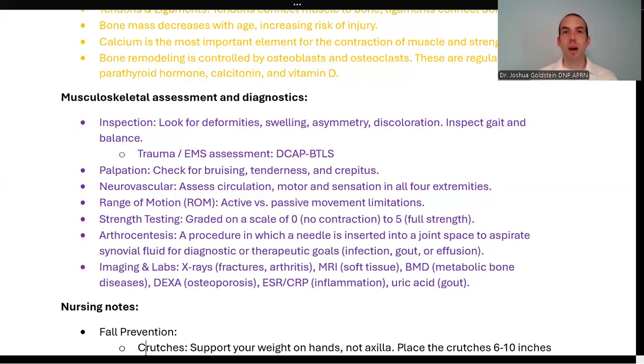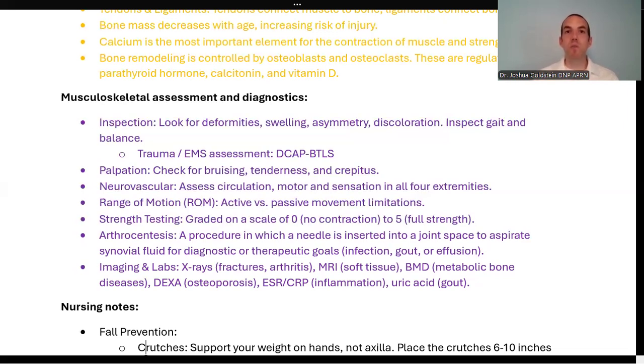There is something that's not commonly taught in nursing, but it's a great thing to know, and it's from trauma EMS. I'm a paramedic, so I teach this: DCAP-BTLS. And that stands for deformities, contusions, abrasions, penetrations. Deformities is something that appears abnormal. Contusions are cuts. Abrasions are scrapes. Penetrations are puncture wounds. And then it moves on to burns, trauma, lacerations, and swelling.